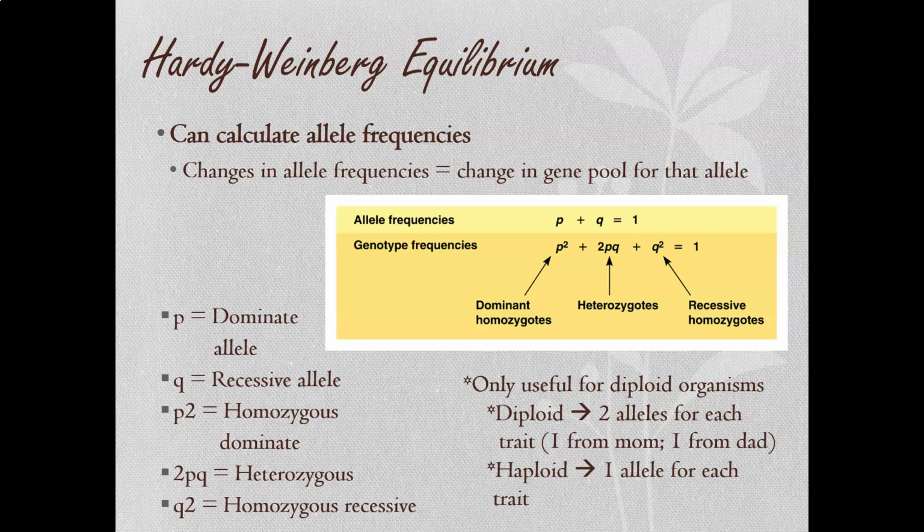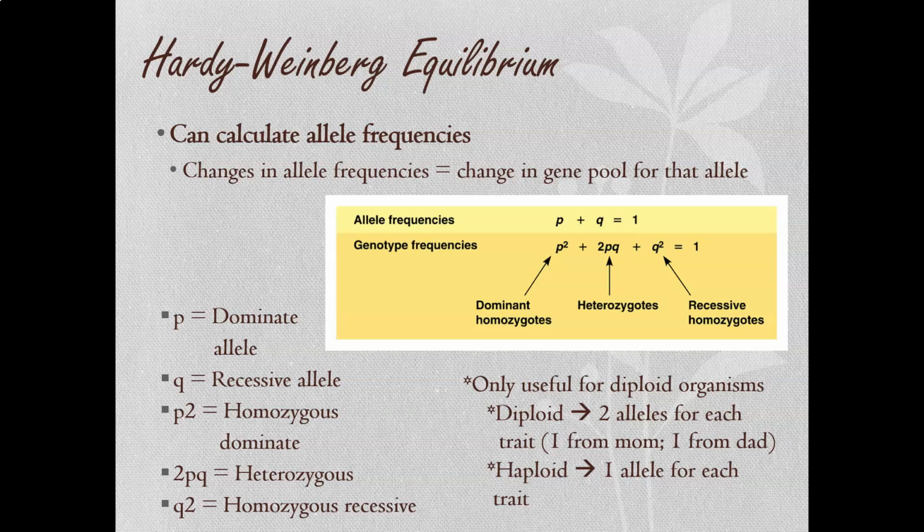Most of the time when we calculate Hardy-Weinberg, we leave them in that decimal form, but essentially it's the same thing. So I need those two allele frequencies to add up to 1 or 100%, because it's supposed to calculate for my entire population, and so I better include everybody.